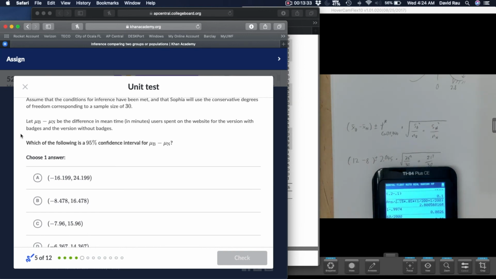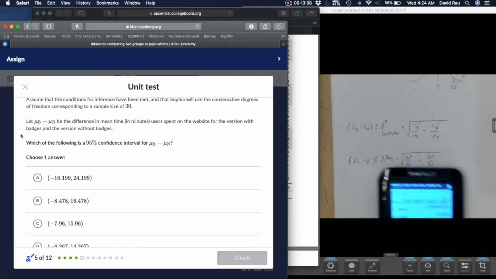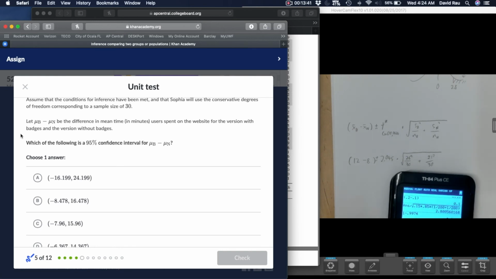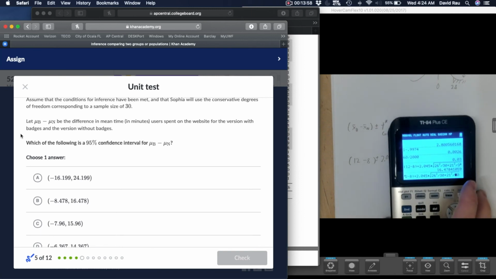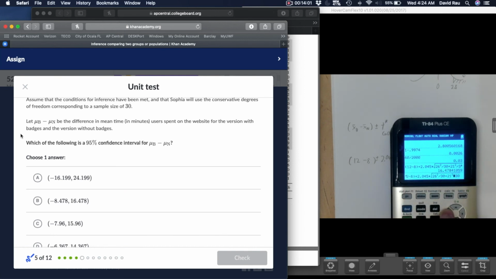Okay, so now let's calculate this whole thing. I'm going to do 12 minus 8 plus 2.045 times the big square root of 26 squared divided by 30 plus 21 squared divided by 30. I get that. Now that's my upper bound because I added. I copied the whole thing in, and that was the upper bound. Now I'm going to go back and change this to a minus. All right, don't redo all your work, and I get this. Okay, so it looks like my correct answer is right here.